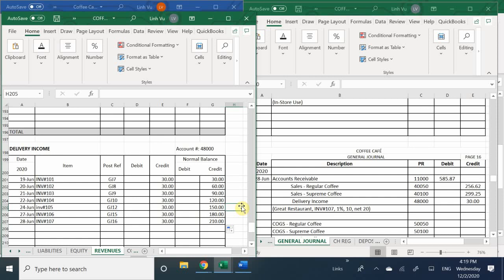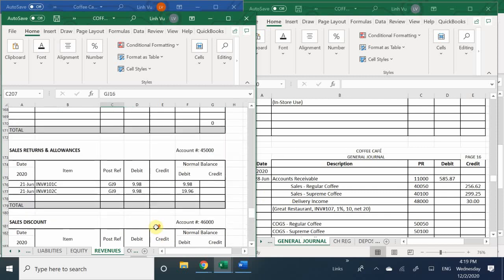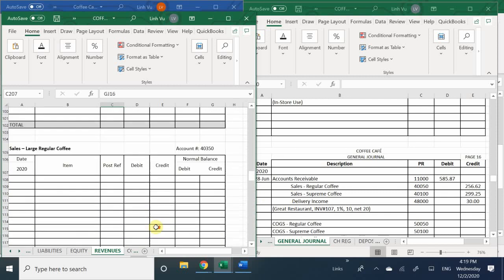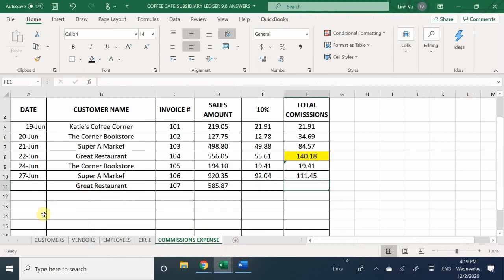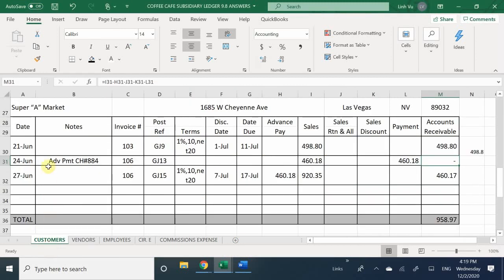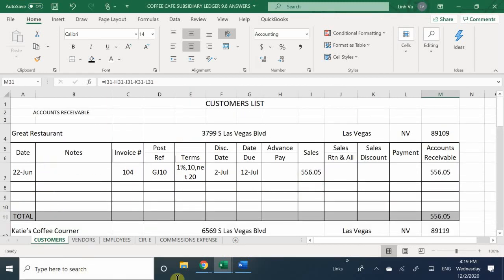All right, and that's it on that one. I'm gonna move this so I quit looking at the wrong thing. Okay. Subsidiary ledger. Good. And your customer, Great Restaurant, is the very first one on customers. There we go. Okay. And the 28th.